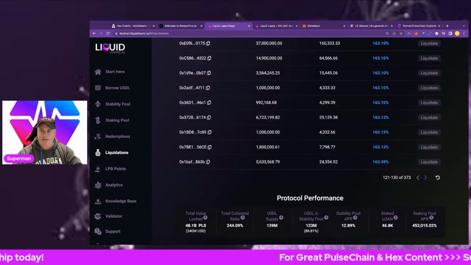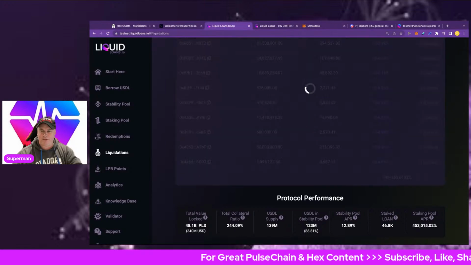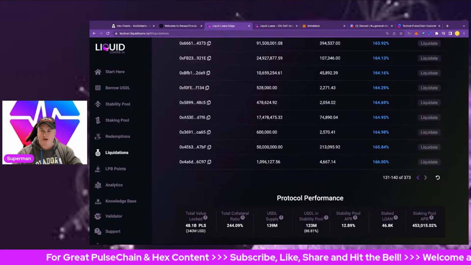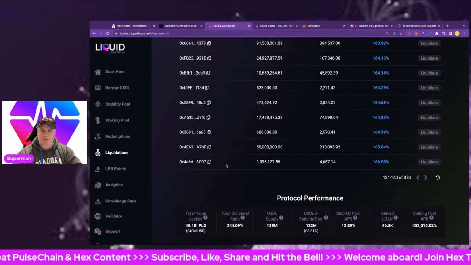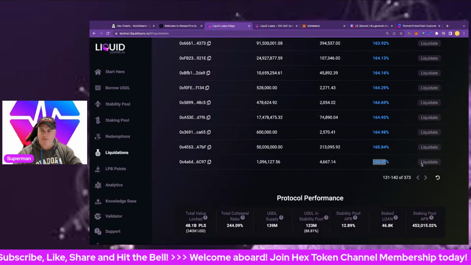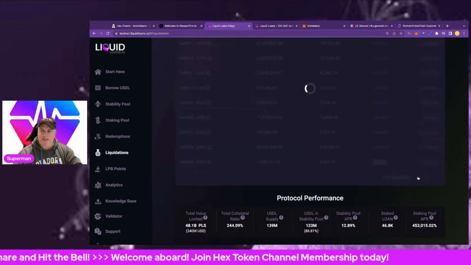Are we in the middle of the pages? I guess we're probably going to be pretty close. Oh, we're going too far. So we're actually on the high end of riskiness there. So here is our wallet down the bottom, 166%. Liquidate. We can't liquidate that at all. So that's cool. That's where we are.